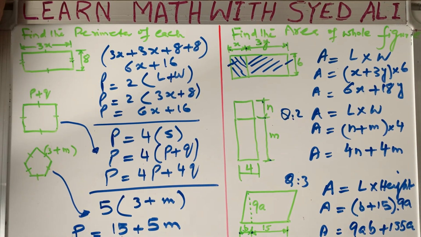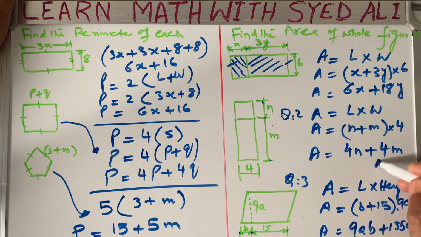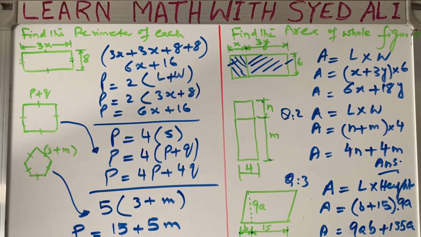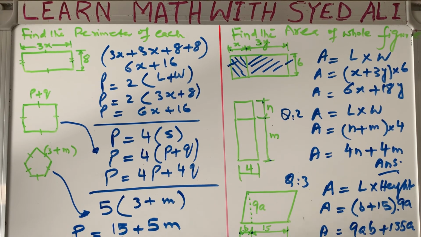In this way, we can find the area and perimeter in terms of the unknown variables. If these variables are known, we just need to plug in the values and then we can get the answer.